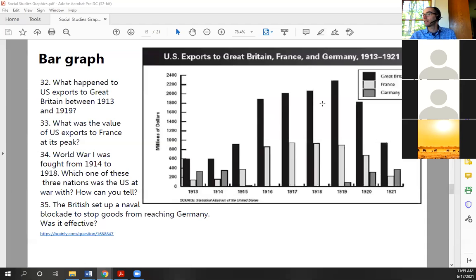What was the value of U.S. exports to France at its peak? France is the light gray. Peak year, let's say 1917. Okay, it's kind of hard to see, but about 1,000. Yeah, 1,000 million, which would be a billion. So $1 billion, right? And that's your standard question for a bar graph. You kind of have to just see it and do the best you can, right? But yeah, just measuring.